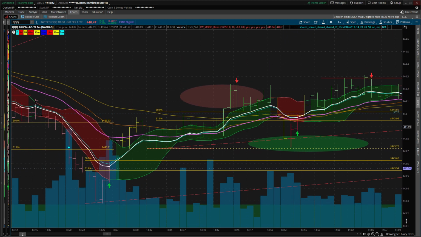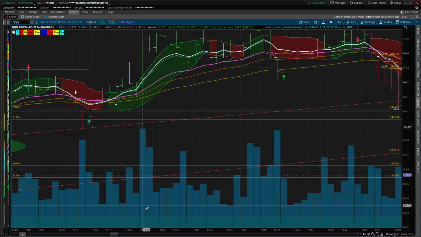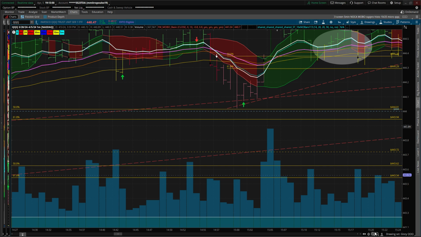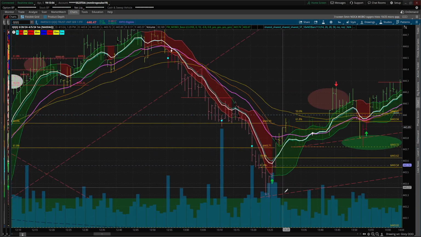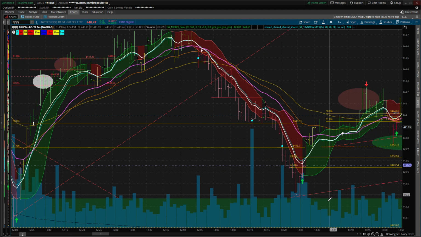So we form a low here. Is that low of day or a higher low? Yeah, okay. Oh, I lost it. Sorry. Okay, I'm back. All right. So this is low of day. Then we form a higher low here.